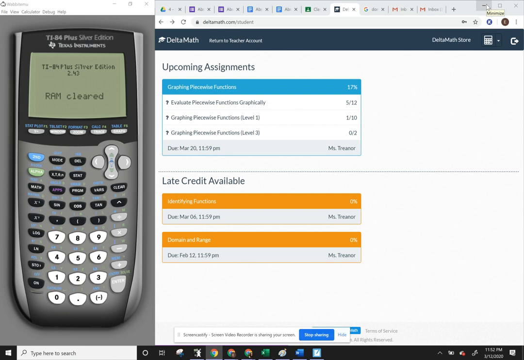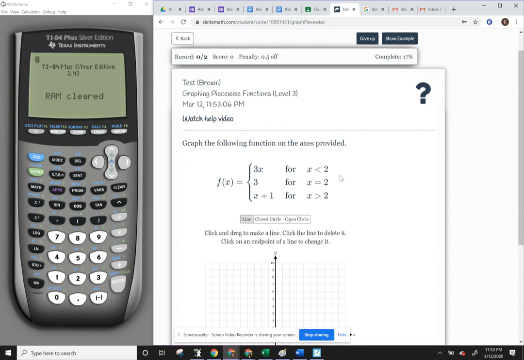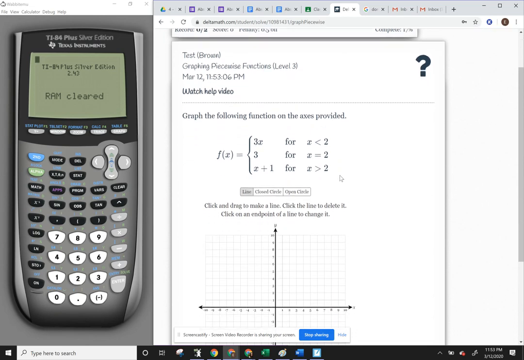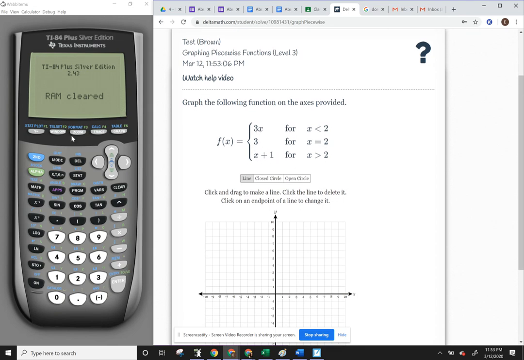And last but not least, we're going to work on the third skill in the Graphing Piecewise Functions assignment, which is Graphing Piecewise Functions Level 3. So let's click into this. And as you can see, this time we are going to be working with 3 different equations. So I'm going to put these into y equals as well.